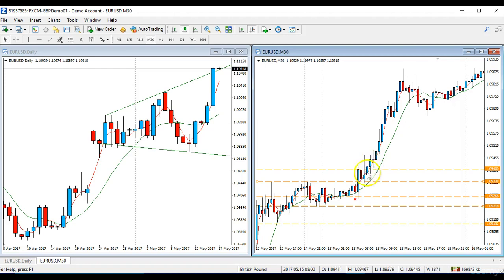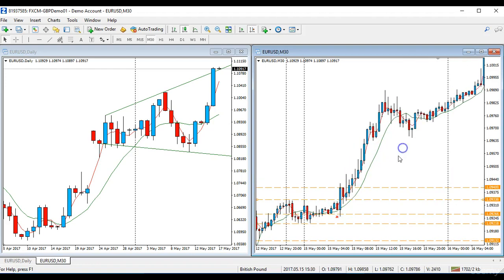So we could get into a trade that has a 20 pip stop loss, okay, at around the 1.09399 level. So let me put that in there.